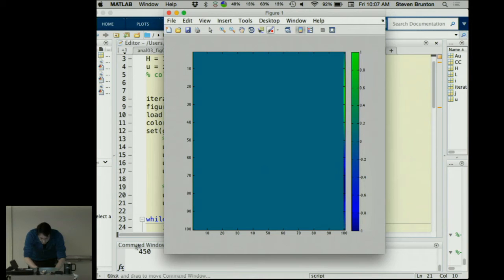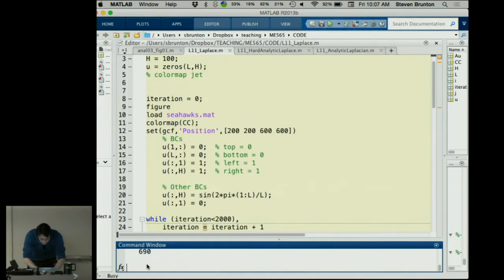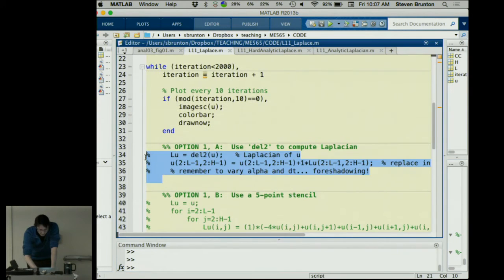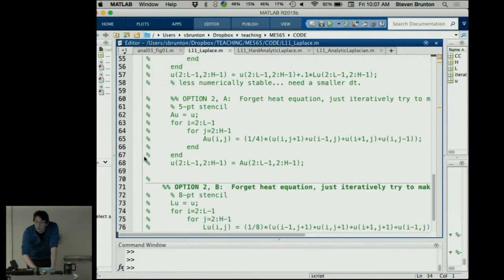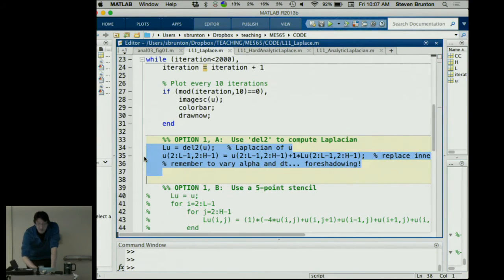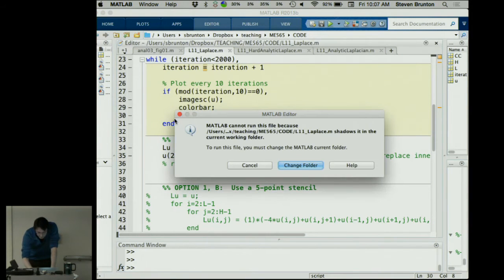Oof, that doesn't work. Let's see. I have to do something. I commented out all of my options, so I'm actually not solving anything. I did this a lot of times in my office, so okay.